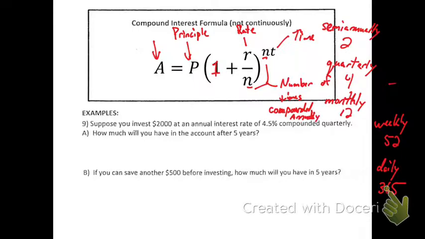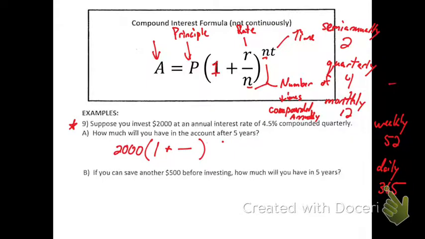All right, so let's do this example here for number 9. Suppose you invest $2,000. If that's the amount you're investing, that is the principal. And then I have 1 plus, and I have this fraction, and then I have it to the power of this times this. So these two numbers up here are being multiplied.